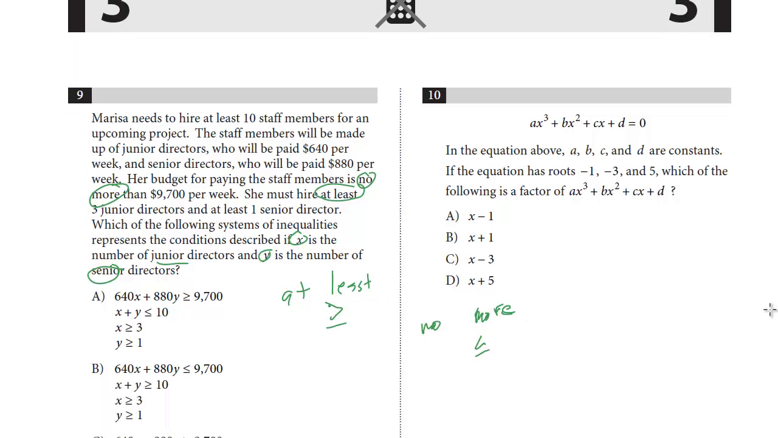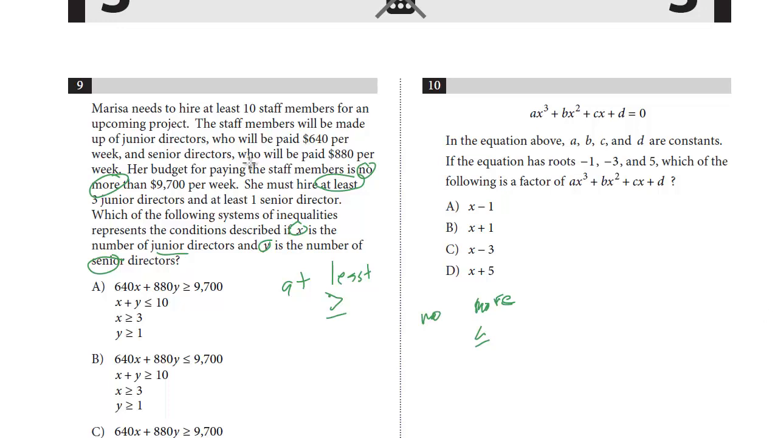All right, let's find the different ones, and hopefully we can narrow it down. So we know X is the number of juniors, Y is the number of seniors, and let's take a look at the first inequality. She has to hire at least 10 staff members. So that's X plus Y, and it's at least. So remember, at least means greater than or equal to. So right away we know that it's got to be X plus Y is greater than or equal to. So this one is out because of this, right? This one is good, so we're still good for B.